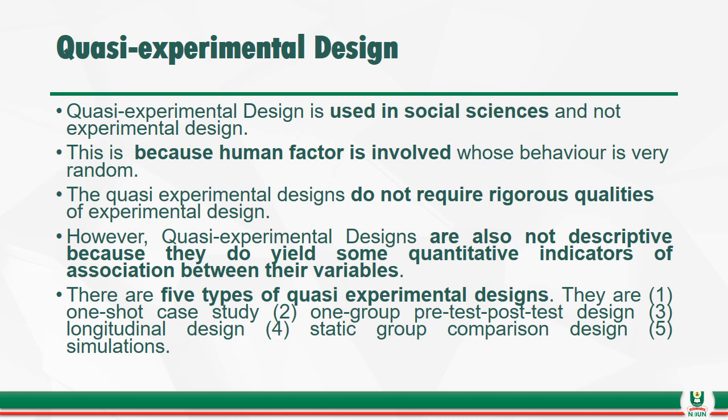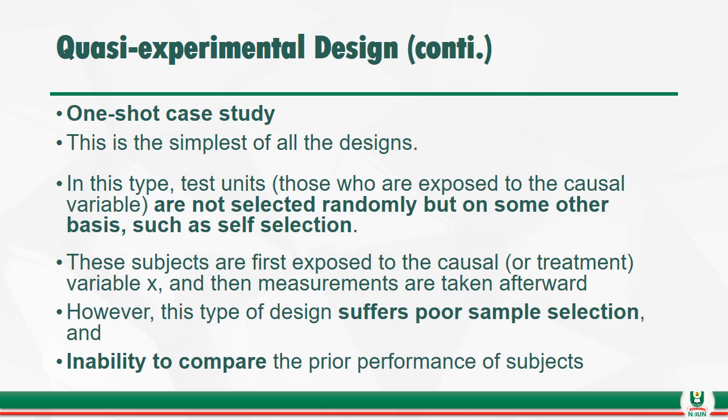Altogether, there are 5 types of quasi-experimental designs. They are one-shot case study, one group pretest post-test design, longitudinal design, static group comparison design, and the non-equivalent group designs. Talking about the one-shot case study design.